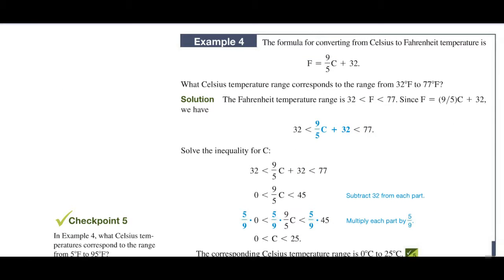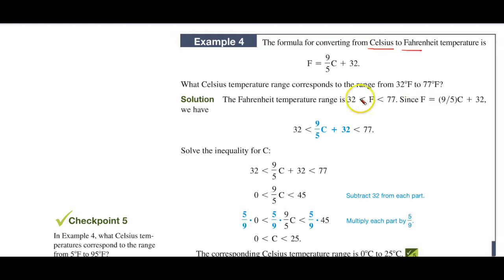In this one, they're asking you to use the formula for converting Celsius to Fahrenheit temperature is this. What Celsius temperature range corresponds to 32 to 77?